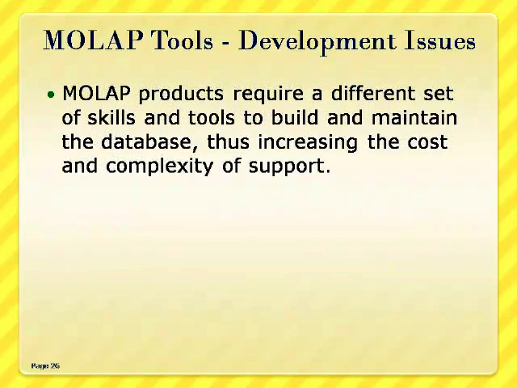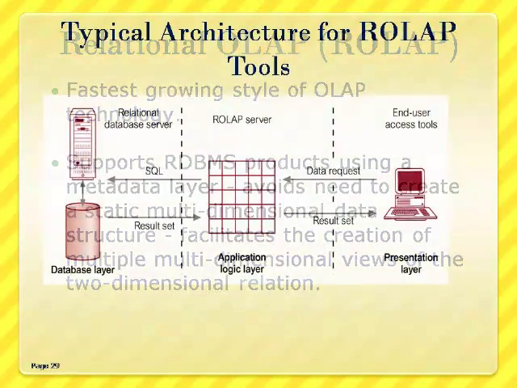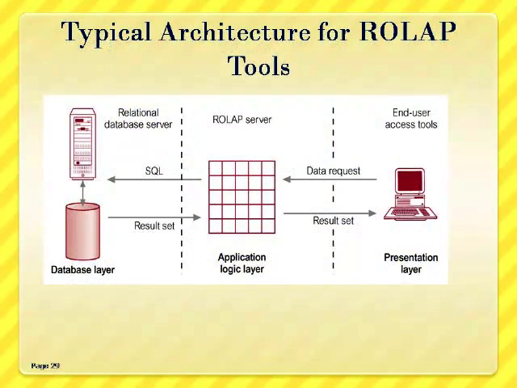The second category of tool is known as ROLAP. ROLAP is the fastest growing style of OLAP technology. It supports RDBMS products using a metadata layer. It avoids the need to create a static multidimensional data structure and in turn facilitates the creation of multiple multidimensional views of the two-dimensional relations. To enhance the performance, some of the products use SQL engines to support the complexity of multidimensional analysis. The traditional architecture of ROLAP is shown on the slide.